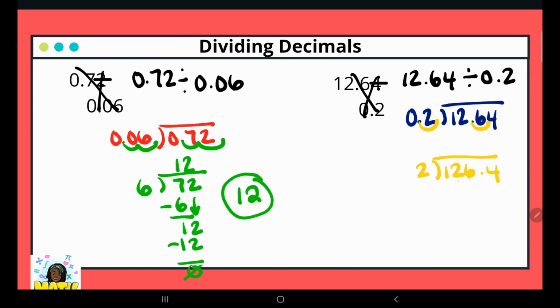2 cannot go into 1, but it can go into 12 6 times. 2 times 6 is 12. Okay, and don't mind me, I do have a decimal point here. So before I even started dividing, that decimal point should have been brought up to the top. Okay, so forgive me for that. 2 goes into 6 3 times. 3 times 2 is 6. Okay, and I bring down my 4. 2 goes into 4 twice. So here the final answer of 12.64 divided by 0.2 is 63.2.